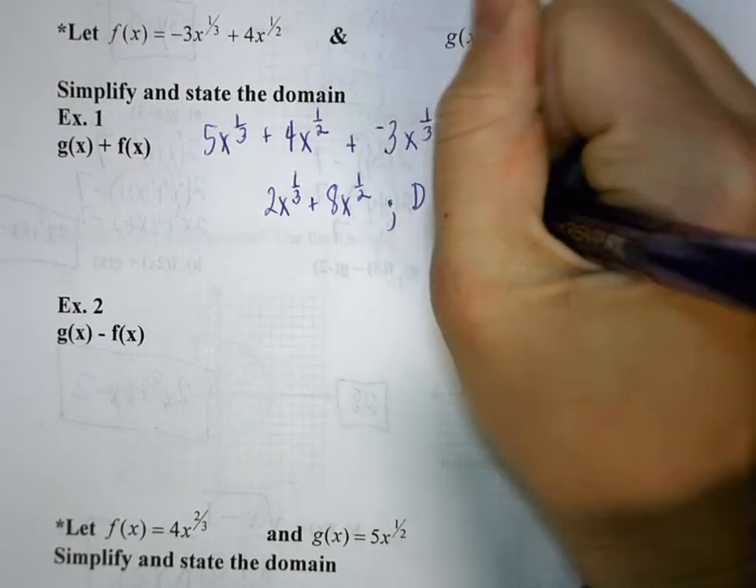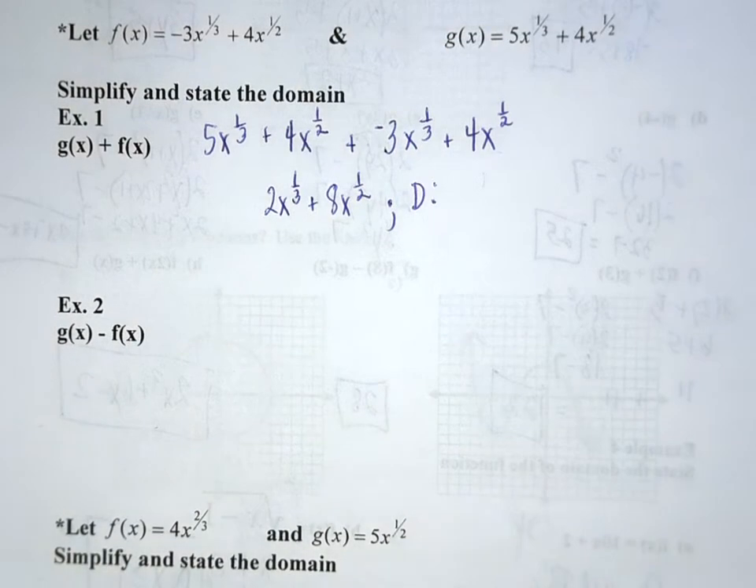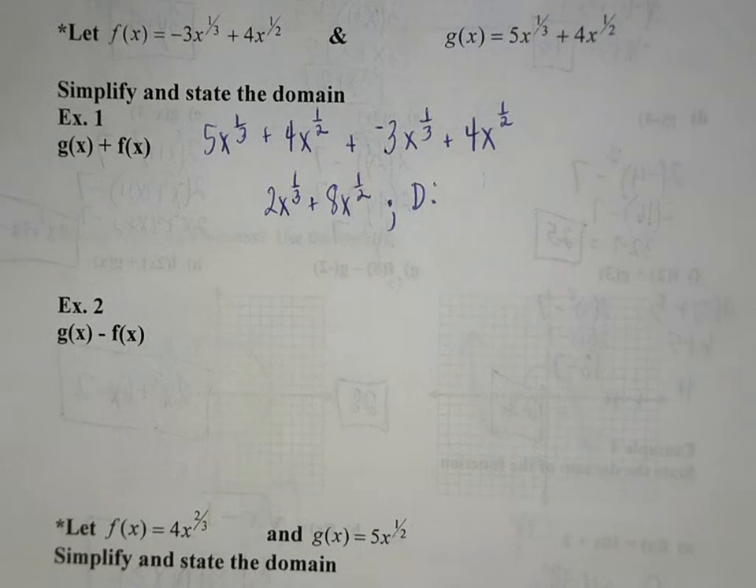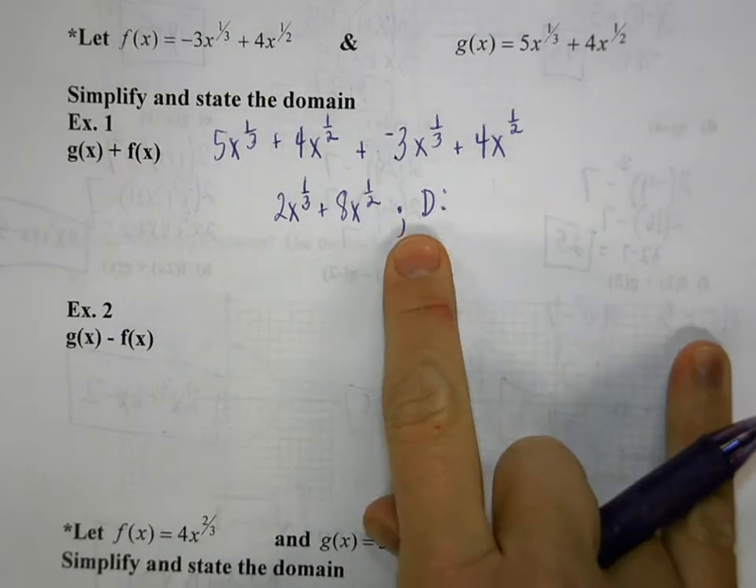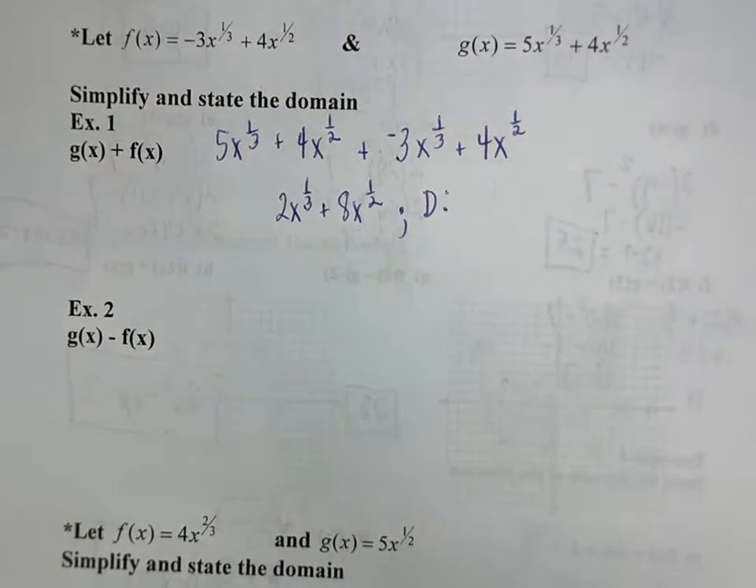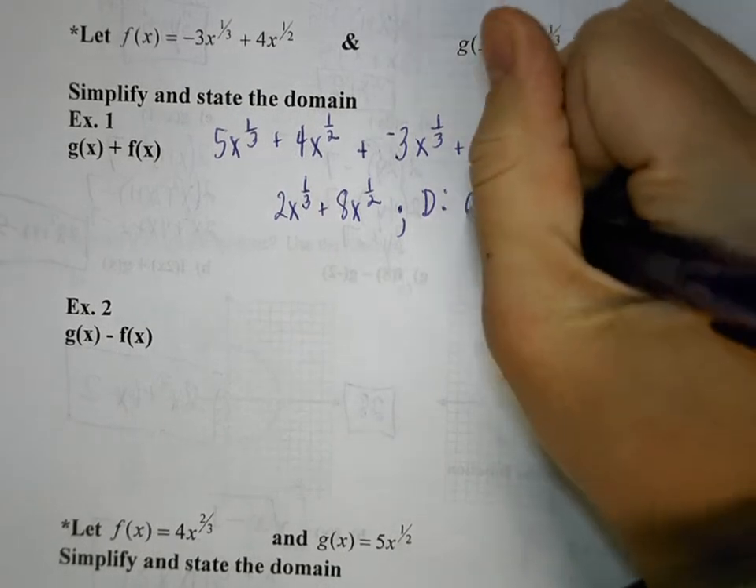Okay, so on this one, my domain. Now we need to think back to roots. So remember, if there's a cubed root, your answer could be negative or positive. But if it's a square root, we can't have negatives inside because then it becomes imaginary and we're only dealing with real numbers. Well, since this has a cubed root and a square root, that means your domain is only all non-negative real numbers.